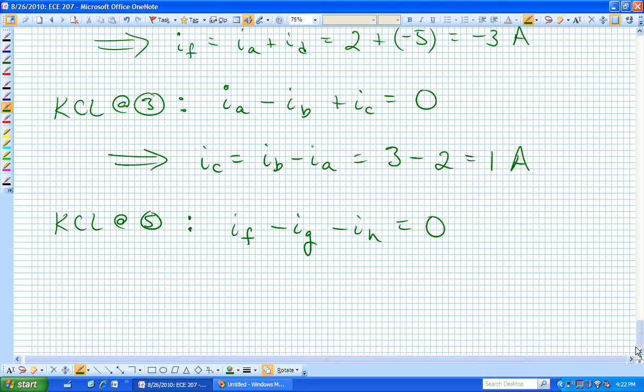What we do not know from those three is I sub G, I believe. Is that true? Since we just found I sub F in the first equation, we now can say that I sub G is equal to I sub F minus I sub H. I sub F was minus 3 minus I sub H, which was given as 4. I sub G is then minus 7 amps.